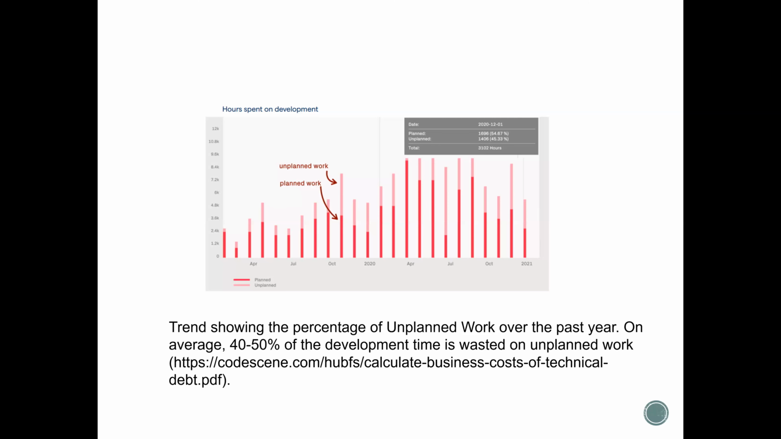So the average organization, by this graph, wastes around 40 to 50% of the development time because of this technical debt. And if the organization spends more than 15% on unplanned work, then that's a warning sign that the delivery potential is wasted. And of course, technical debt is likely to be a significant chunk of that waste.